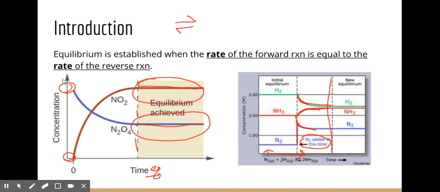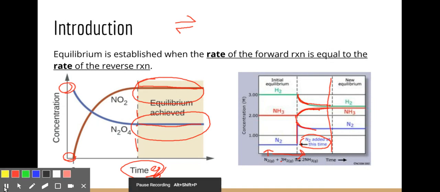So these graphs can be used to figure out where equilibrium is established, to fill out a RICE chart, or even to apply Le Chatelier's principle to see how the graph would change.